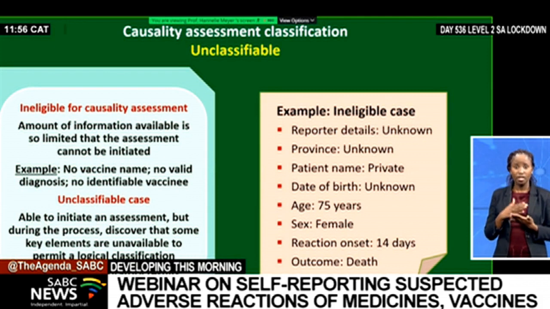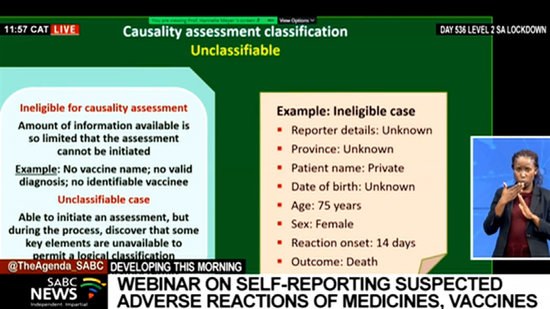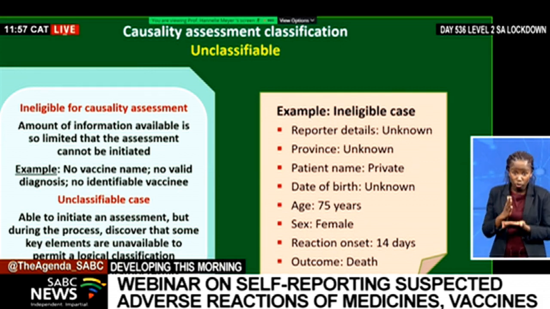This happens at the very start of the process, where cases could be completely ineligible because you have no information available, or it could happen towards the end of the process where you don't have enough evidence to say for sure this was not caused by the vaccine, or yes, it was caused by the vaccine.